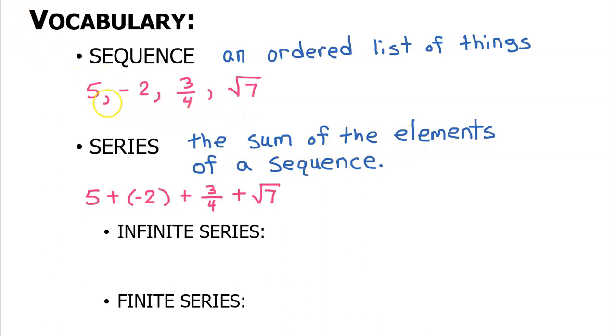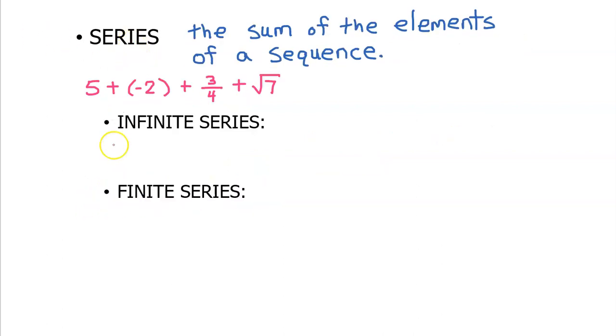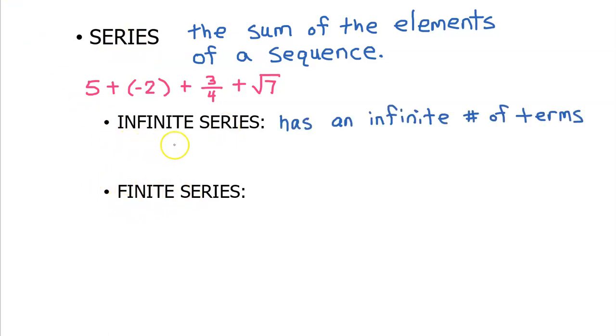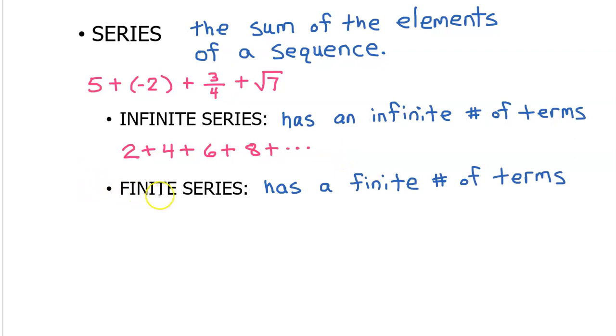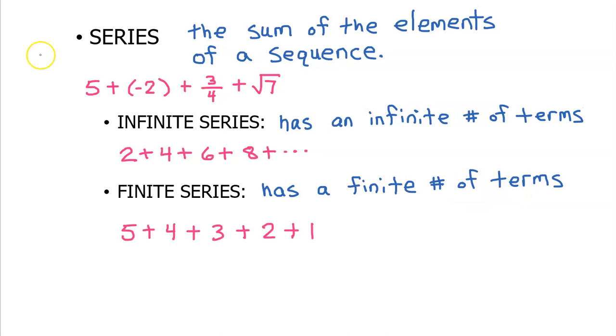For example, if I take the sequence from example 1 and add up all the elements, now it's a series. A series has two types, infinite and finite. An infinite series has an infinite number of terms. For example, 2 plus 4 plus 6 plus 8 and so on is an infinite series. On the other hand, a finite series has a finite number of terms. For example, 5 plus 4 plus 3 plus 2 plus 1 is a finite series.